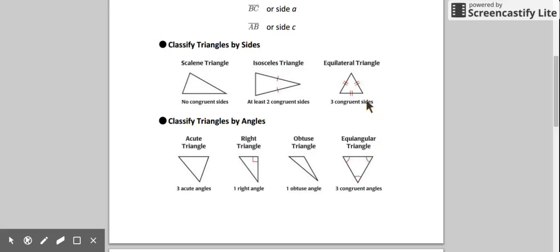It's also important to note that the equilateral triangle and the equiangular triangle are the same triangle. If I have side lengths that are equal, across from them must be equal angles. We'll learn that in a later video. So if I have three equal sides, I must have three equal angles. I must have an equiangular triangle and an equilateral triangle, and they must be the same.